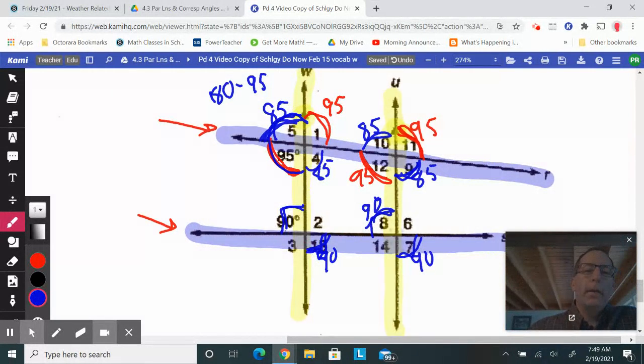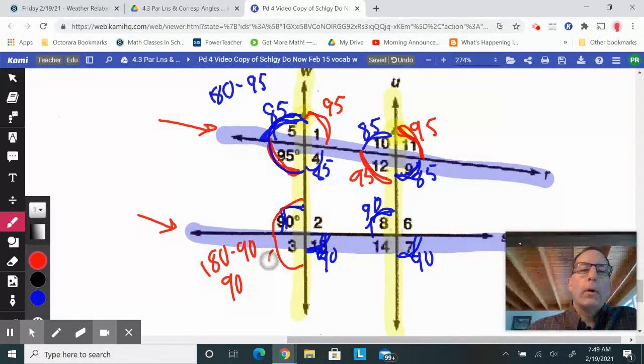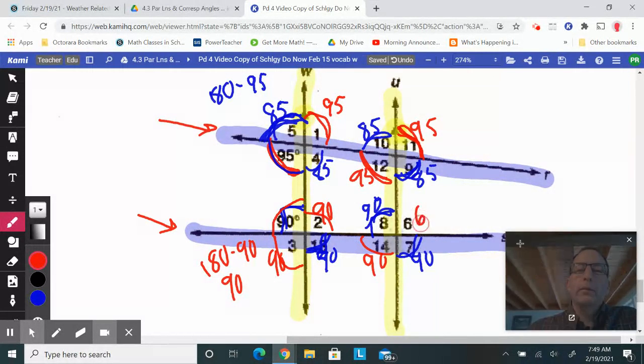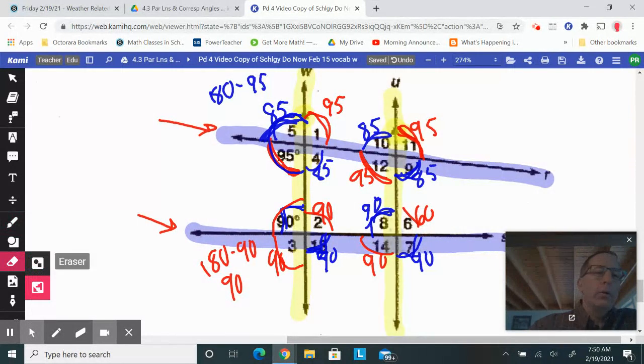Now let's go back to angle 3. Angle 3, if you add it to the 90-degree angle, has to be 180. And 180 minus 90 is another 90. So angle 3 is also 90. So angle 2, they're vertical. Angle 14, they're alternate interior. They're going to be the same. And then angle 6 is vertical to angle 14. It's going to be the same. Oh, I shouldn't have put 60 degrees. I should have put 90.